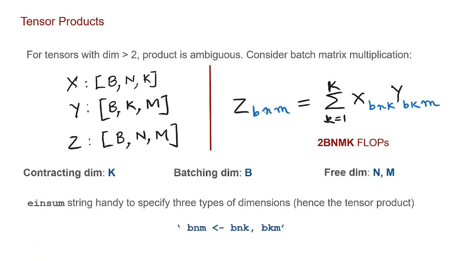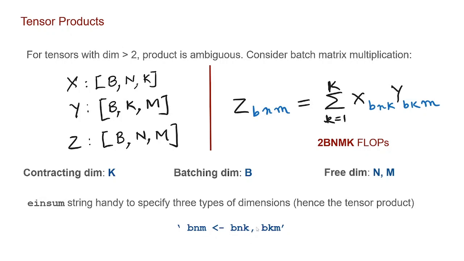There's a convenient way to specify a tensor product, which we wrote here in this relation, by what's called an einsum string. In this string, in effect, we specify what is the contracting dimension, what is the batching dimension, and what is the free dimension. So the einsum string for this tensor product would look like: the output dimensions B and M are obtained from these dimensions of the input, B, K, BKM.